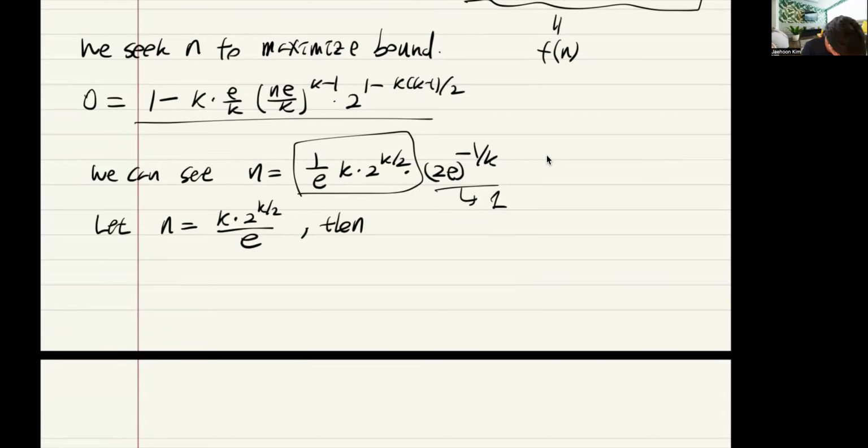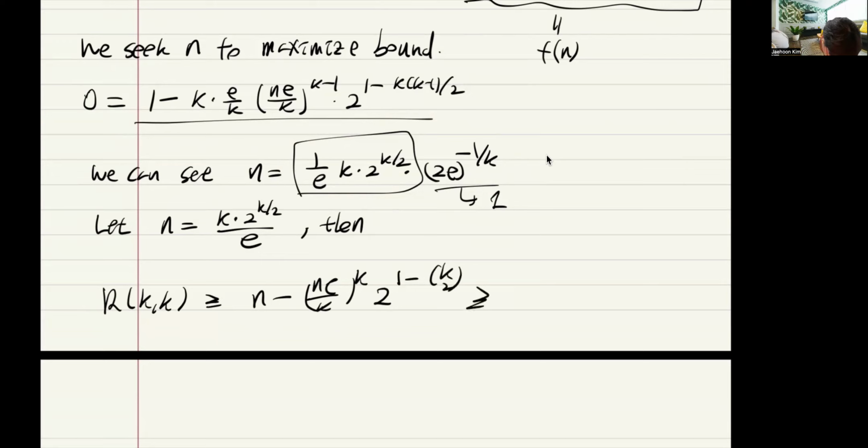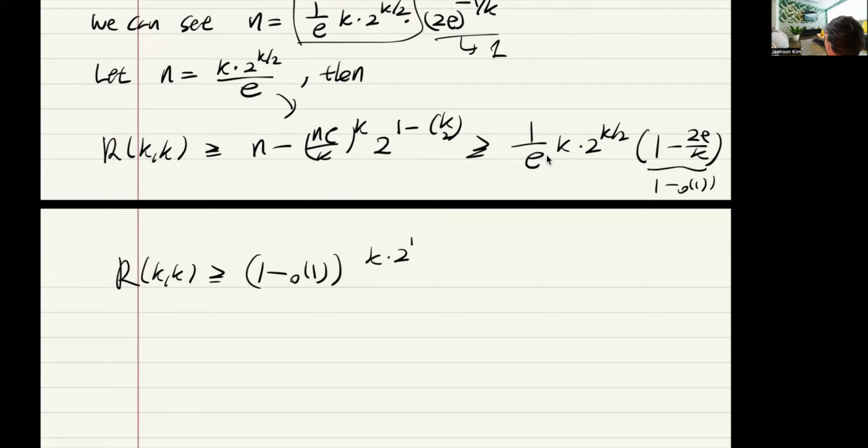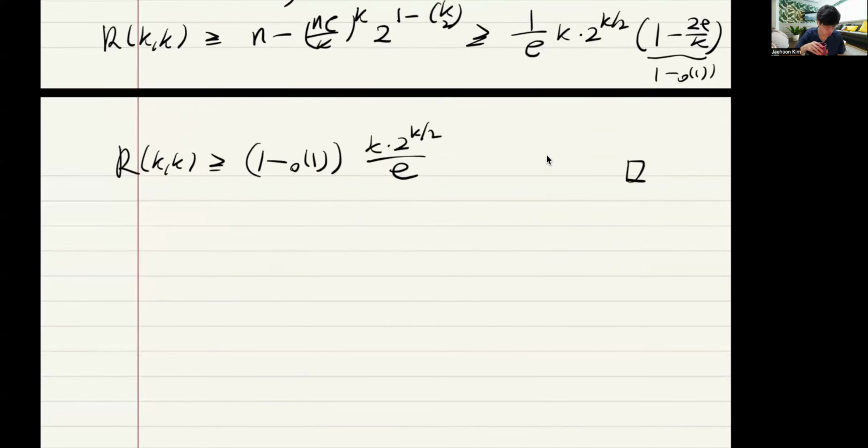Then what do we get? Then R(K,K) is bigger than n minus n(e/K)^K times 2 to the 1 minus K over 2. And then you just apply this, then it is 1 over e times K times 2 to the K over 2 times (1 minus 2e over K). Then as K goes to infinity, this is 1 minus 0, so R(K,K) is at least (1 minus o(1)) times K times 2 to the K over 2 over e, as desired. So this gives you a better lower bound on the Ramsey number.